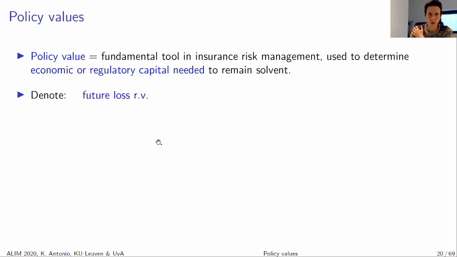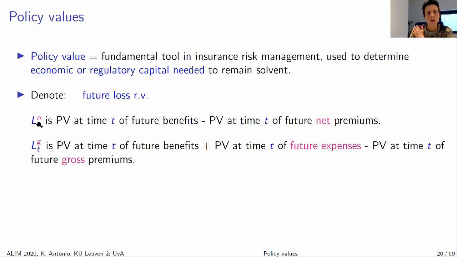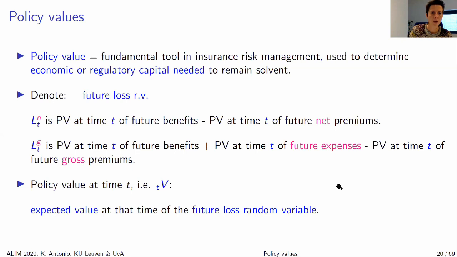We're going to look at the future loss random variable. So that is L_t now. It's the present value at time t of the future benefits minus the present value at time t of the future net premiums. We're going to use this capital L again, L for loss, but now with a subscript t, referring to the point in time at which we want to do our valuation exercise. Previously, with premium calculations, we put ourselves at the start of the contract, at policy inception, so at time zero, and did our calculations at that point. Now we're putting ourselves at a future time point, t. And again, you've got the difference between net and gross, depending on whether you take the expenses into account or not.